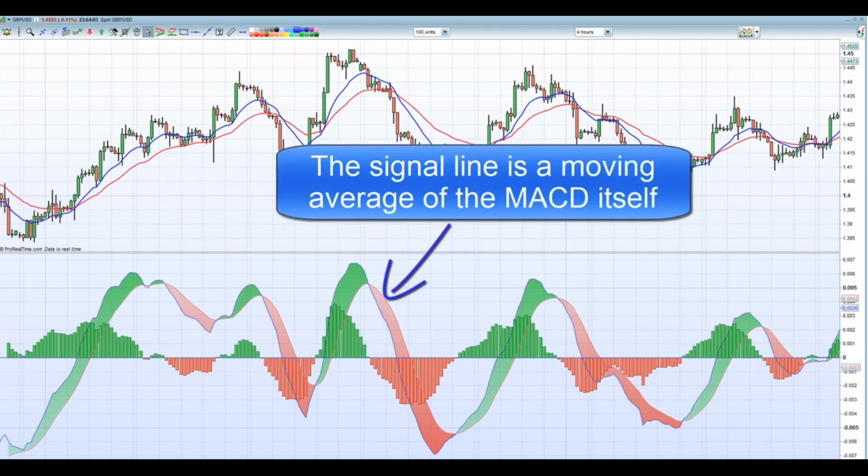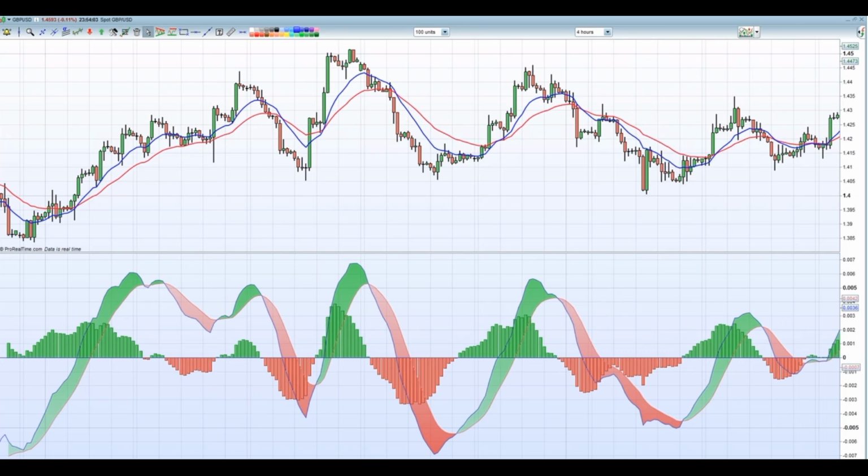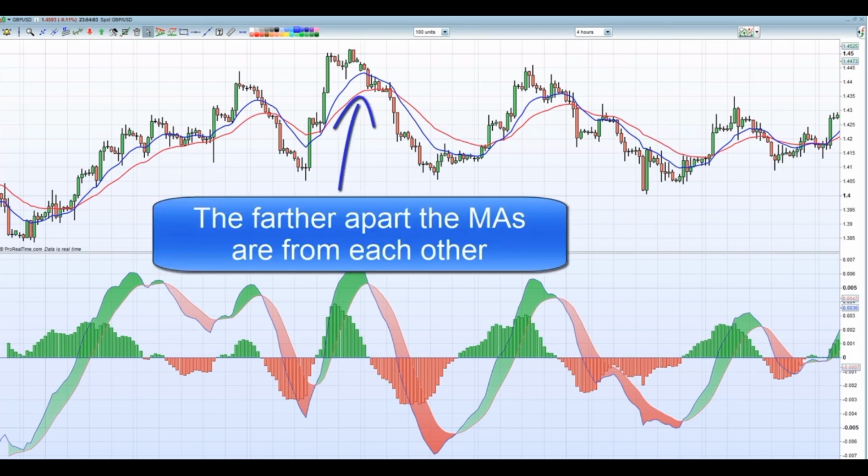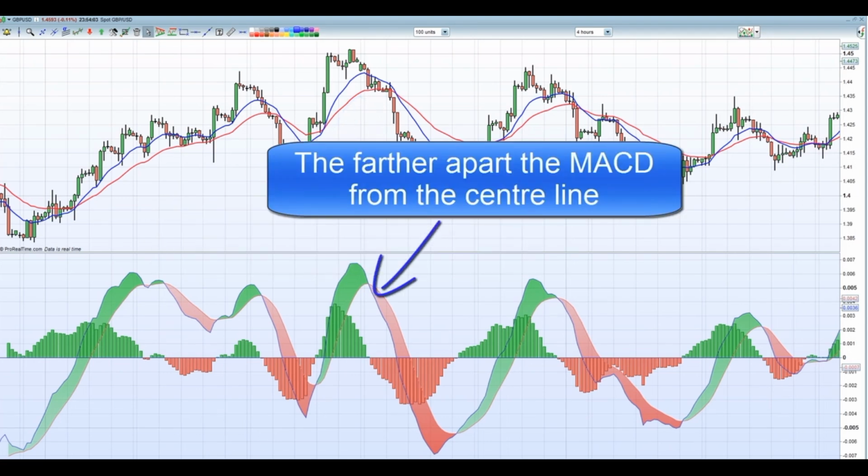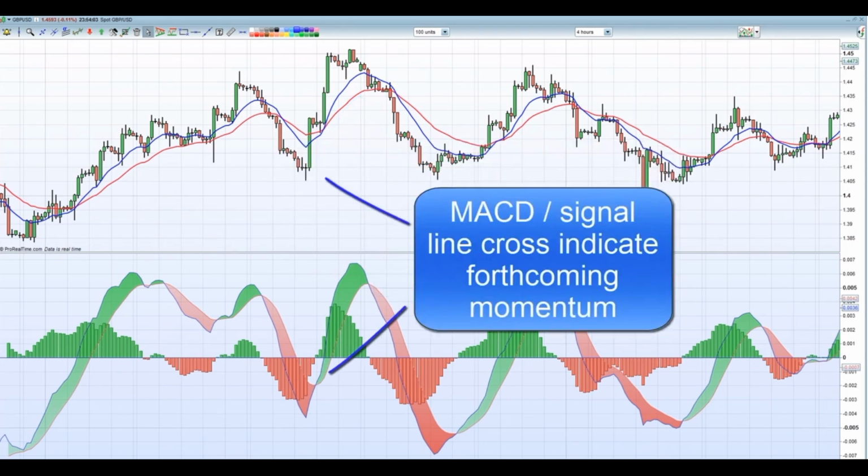The signal line, here in red, is a moving average of the MACD values themselves. Typical values for the MACD are 26 and 12 exponential moving averages and 9 for the signal line. The farther apart the moving average is, and the greater the momentum, the farther away the MACD will be from the center line. Traders use MACD and signal line crosses, such as these, to indicate momentum trades.